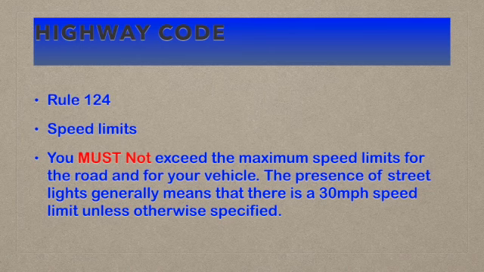Rule 124. Speed limits. You must not exceed the maximum speed limits for the road and for your vehicle. The presence of street lights generally means that there is a 30 miles per hour speed limit unless otherwise specified.